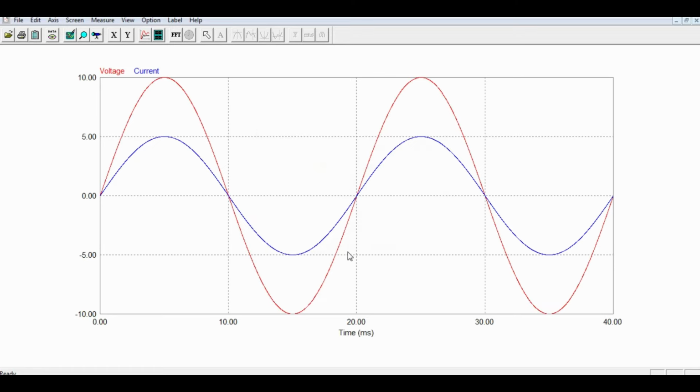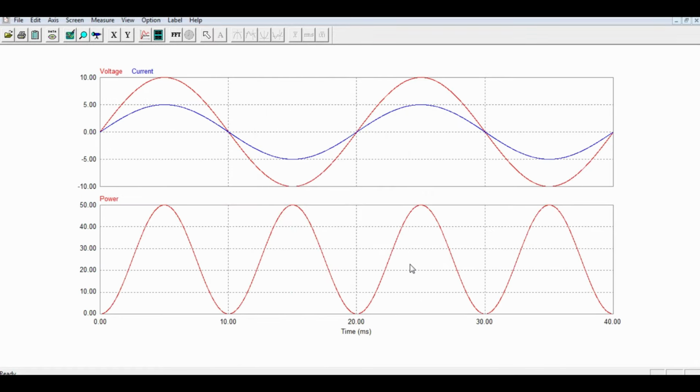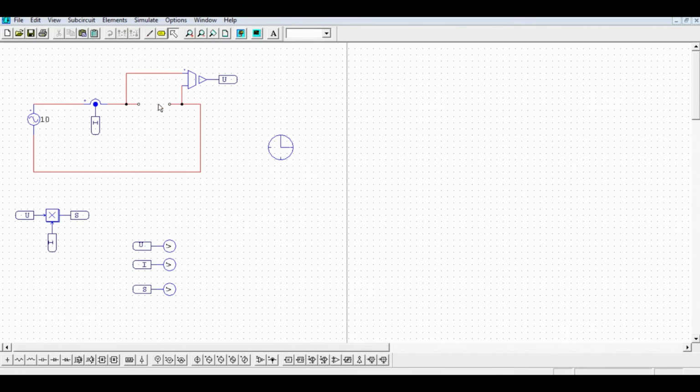As was expected, both voltage and current are in phase. If we look at the power graph below, we notice that the flow of active power is always positive, even when current and voltage go below 0. This is because negative voltage times negative current equals positive power.